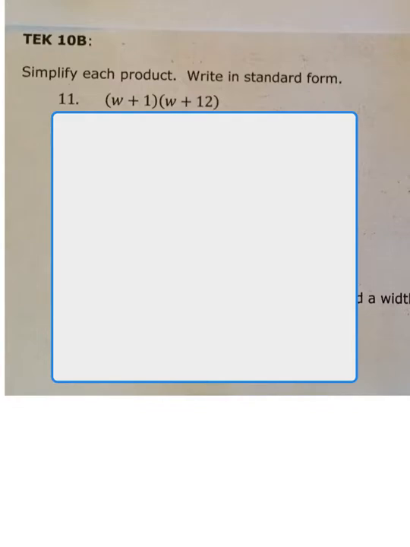So here we go. For number 11, w plus 1 times w plus 12. So I'm going to use FOIL. So I'm going to multiply the first terms, so w times w, and that's going to be w squared. And then the outer terms, so w times 12 is going to be 12w. Having trouble writing here. 12w.